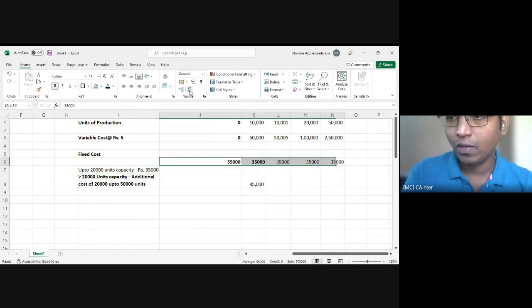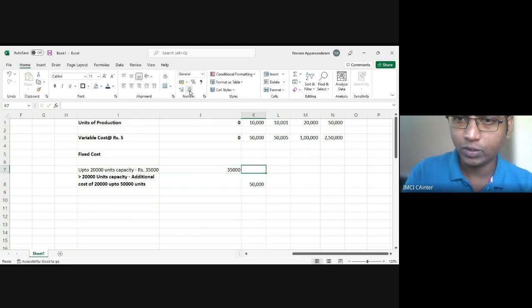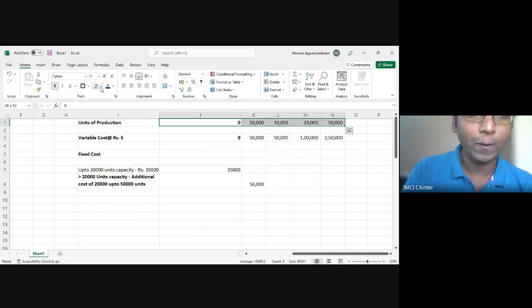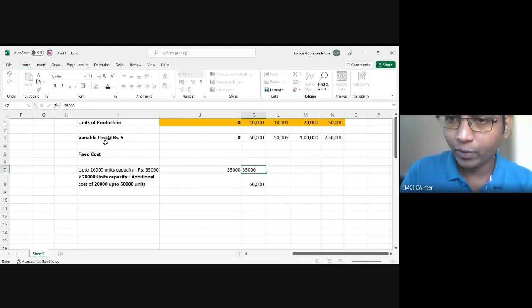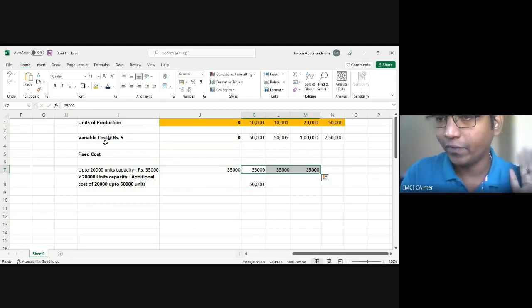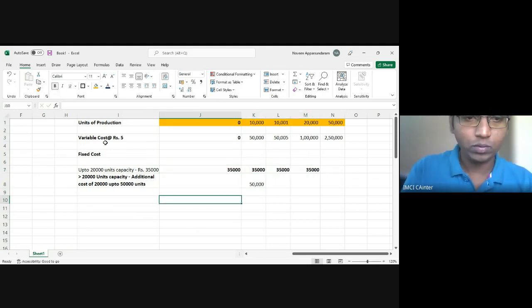Let me take this out. So it is 35,000, even zero production, I'm gonna incur 35,000. So it is 10,000 units here. So if I'm marking it here, it is 10,000 units. So 10,000 units இருக்கும்போது again 35,000. So up to 20,000 it is 35,000. So I'm safe here. So what is the total cost?